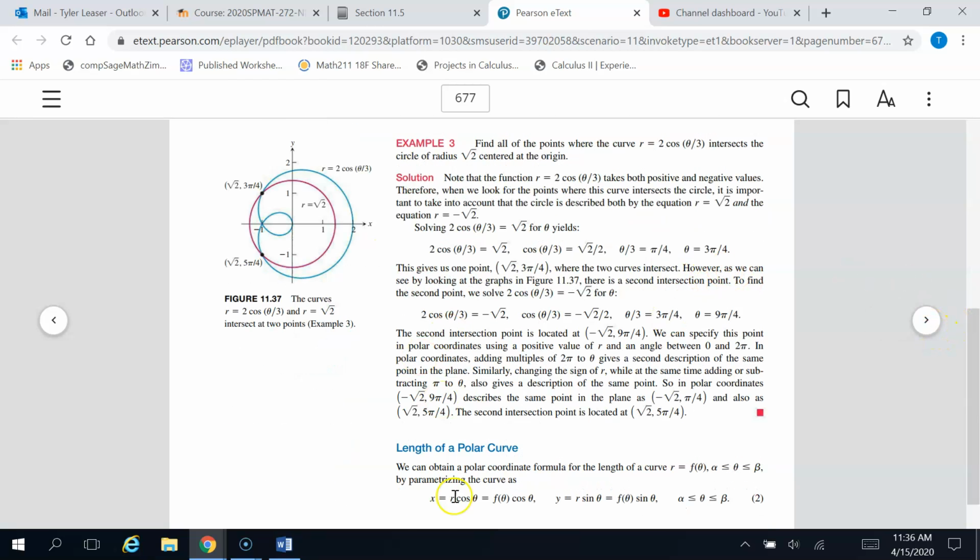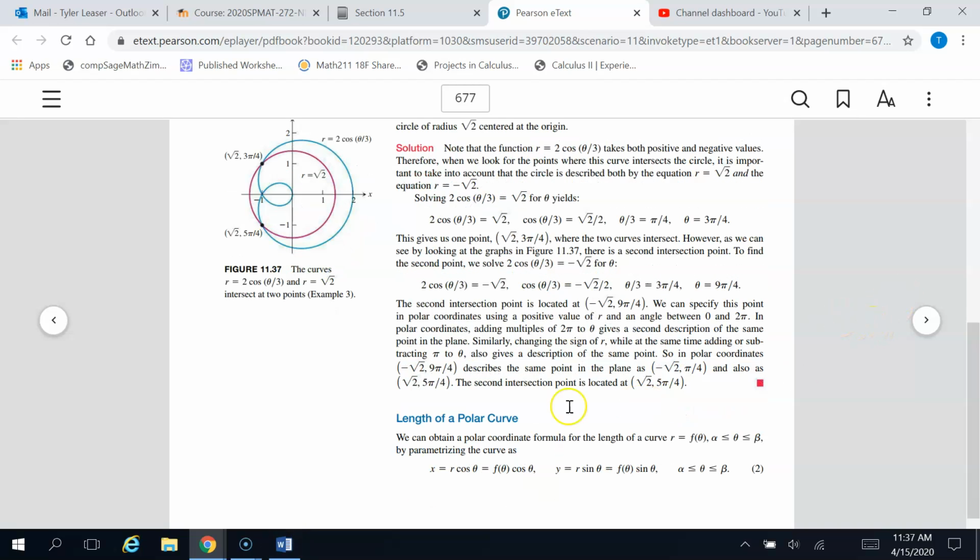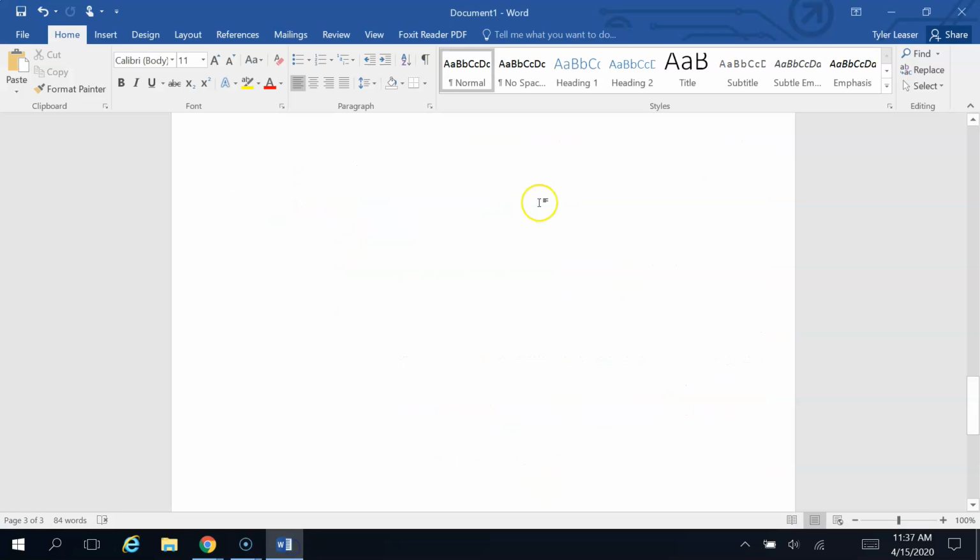Okay, so now we're going to jump into the lengths. So here, length of a polar curve. I'm going to go back to Word to write some of this stuff out.